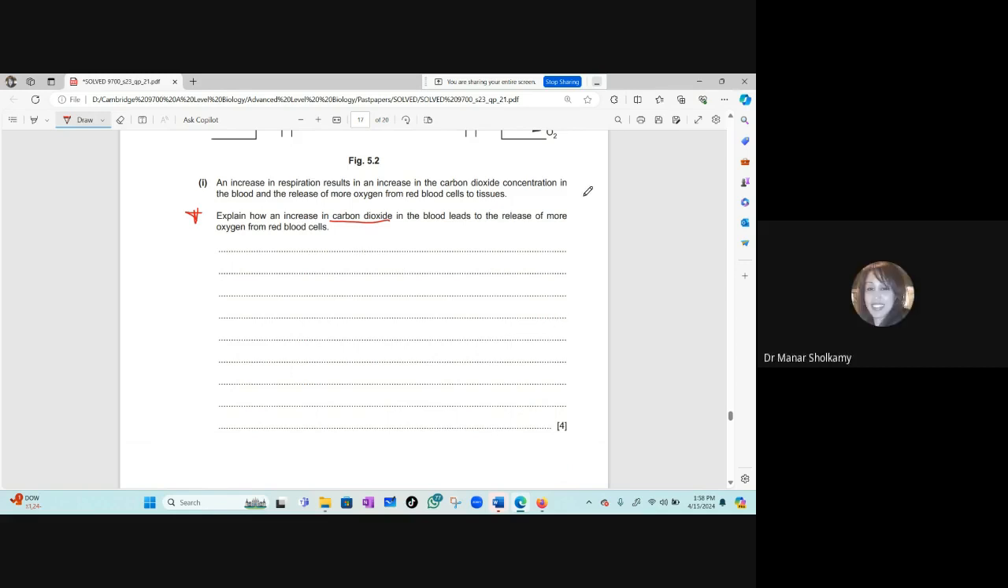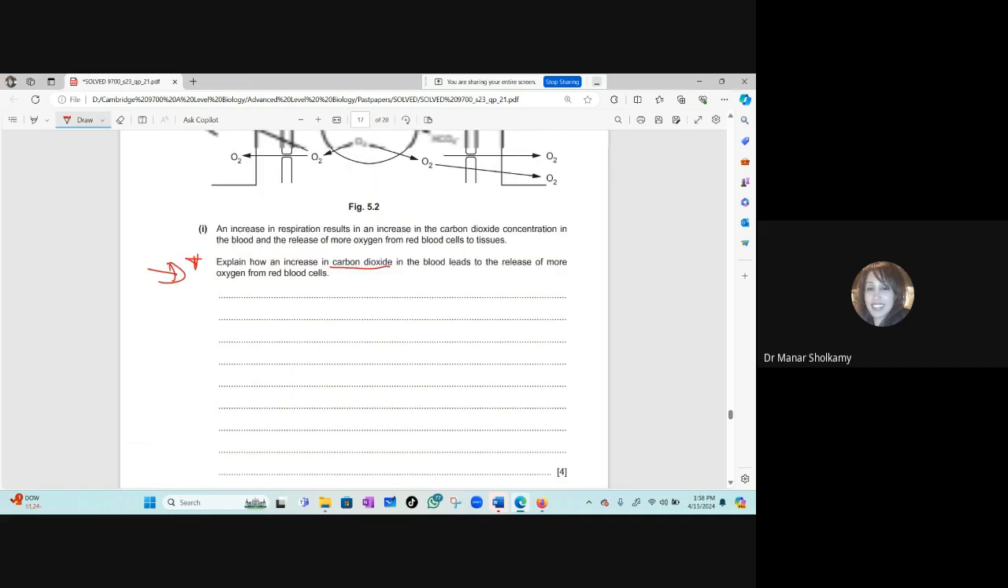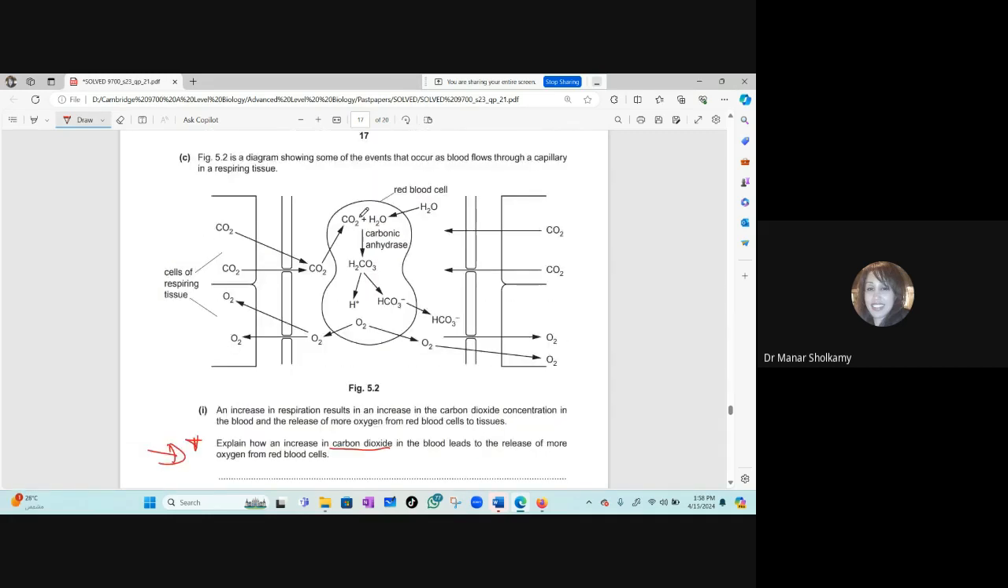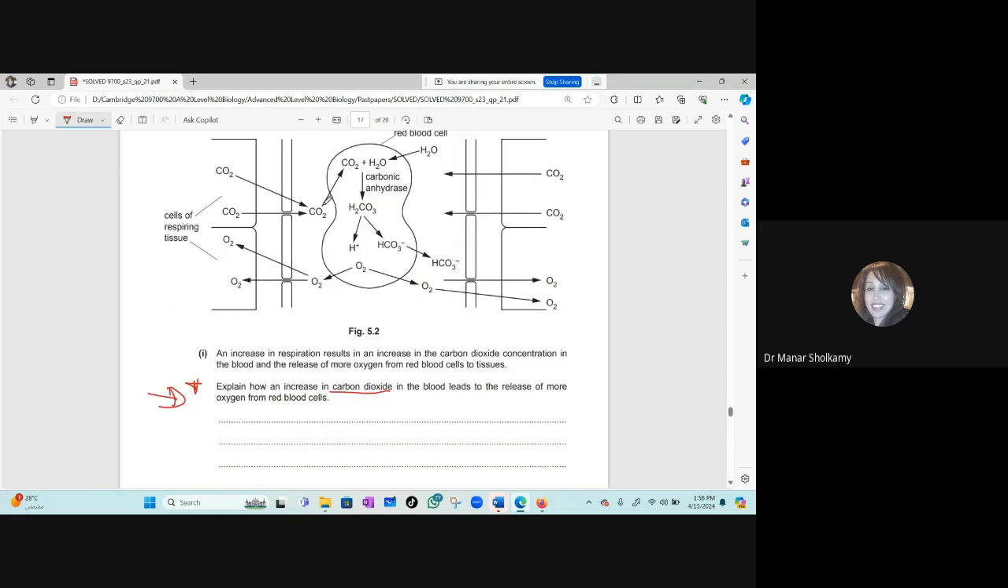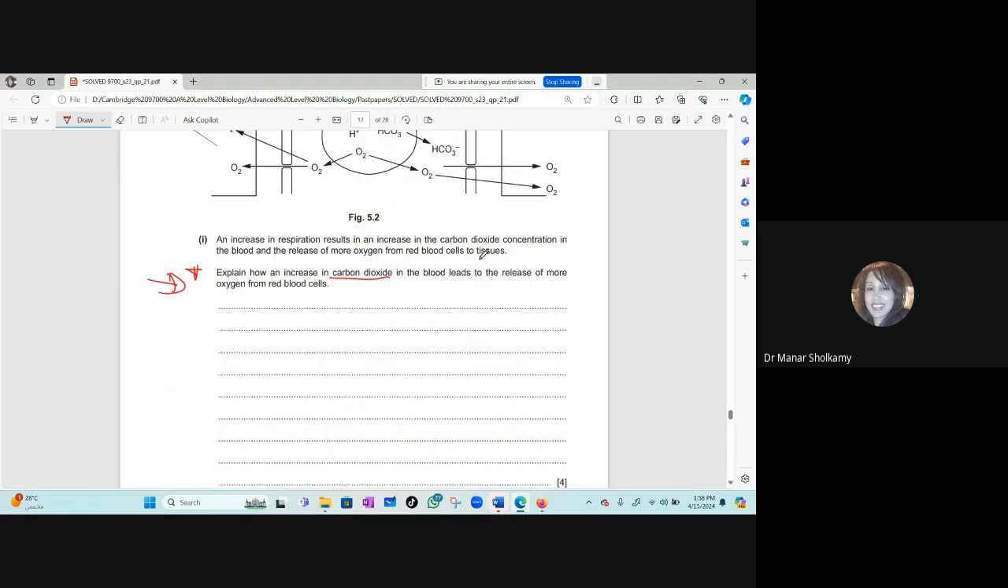For this question, they are nice and they gave you a diagram to remind you, but they can ask you this question without a diagram. So what are they talking about? First, more carbon dioxide will diffuse into the red blood cell. Yes, you are correct. It will diffuse out of the muscle and into the red blood cell to be carried.